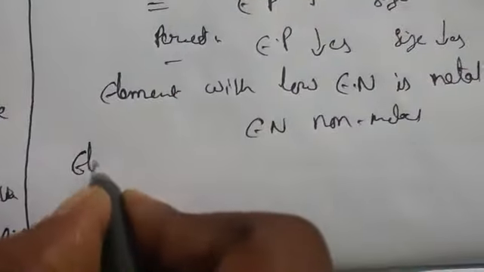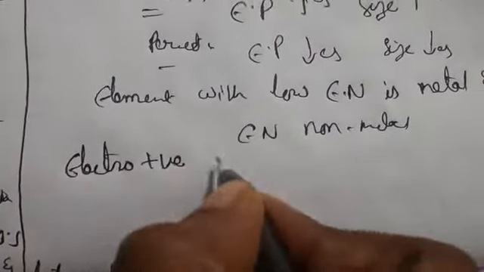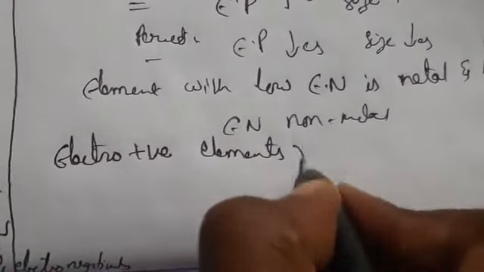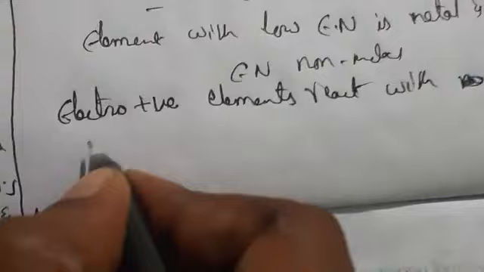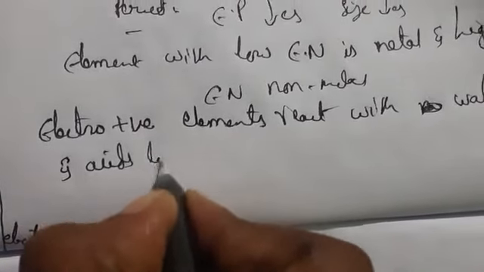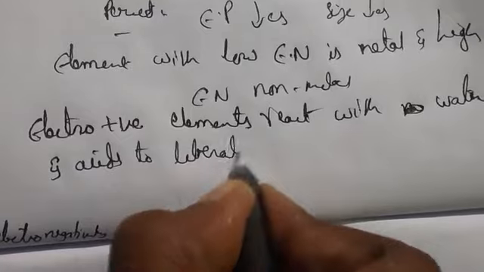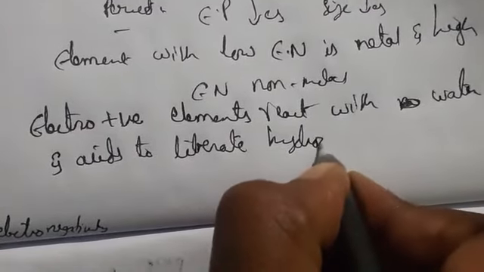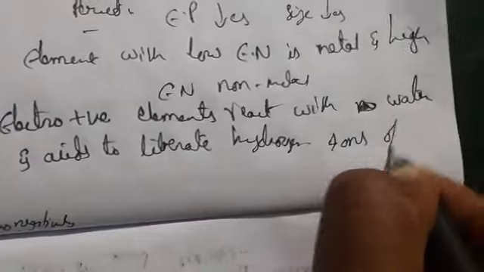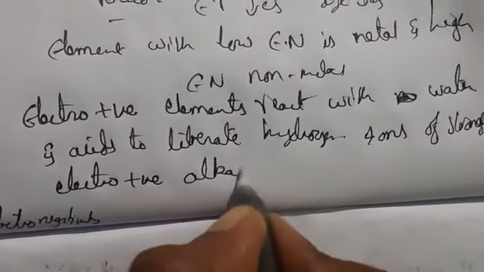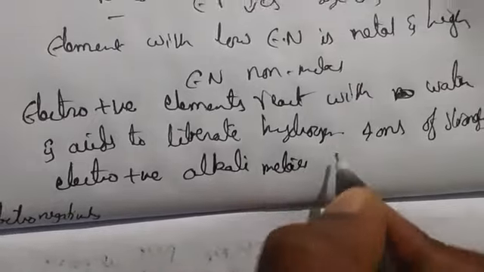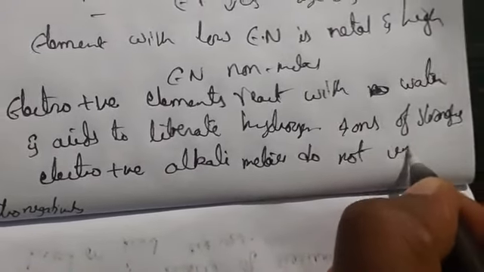So what we can say here: electropositive elements react with water and acids to liberate hydrogen. Coming to ions of strongly electropositive alkali metals, they do not undergo hydrolysis, we can say.